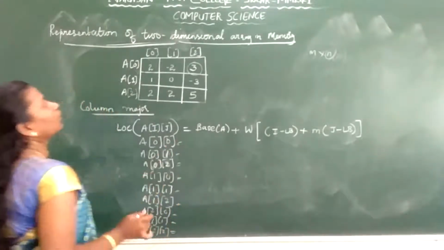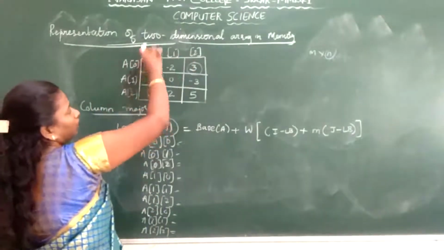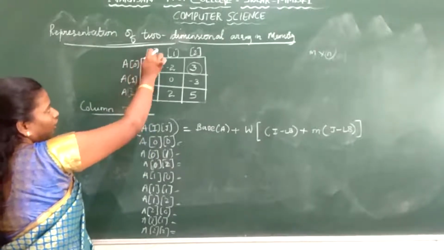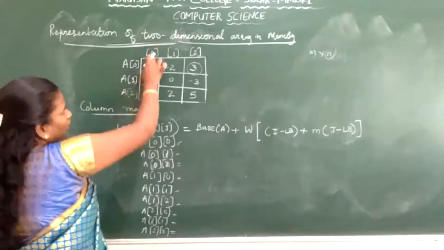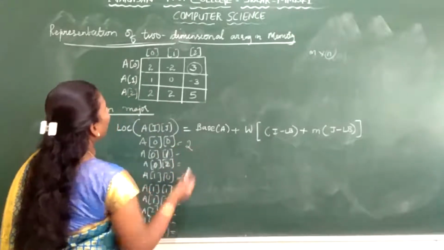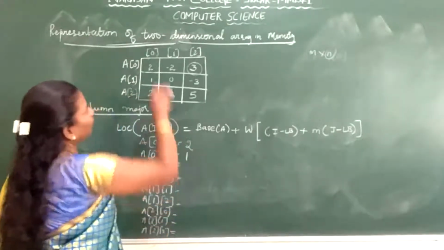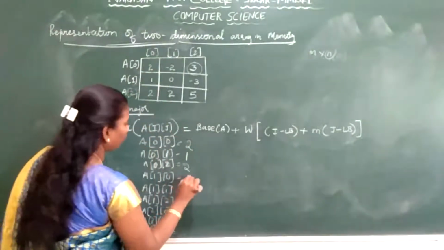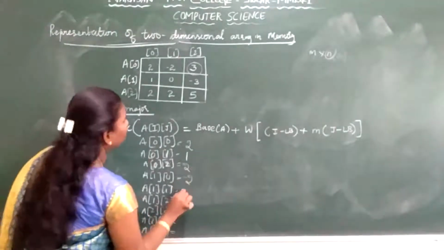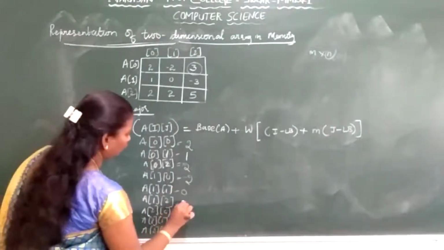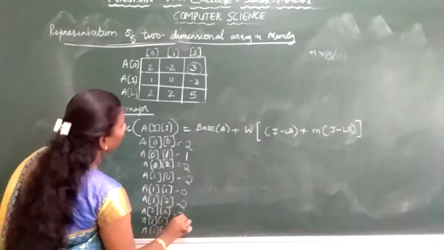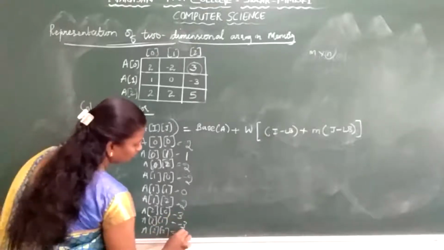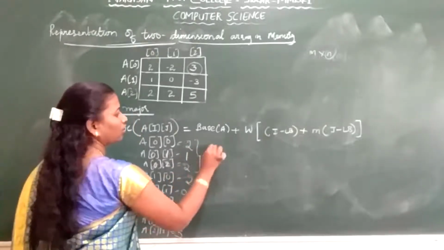So I repeat, for the row major we have taken the row and then the columns. For column major, first we consider the column: A of 0, 0, A of 1, 0, A of 2, 0. So what is A of 0, 0? I have 2. A of 0, 1, I have 1. A of 0, 2, I have 2. What is A of 1, 0? Minus 2. A of 1, 1, 0. A of 1, 2, I have 2. What is A of 2, 0? 3. A of 2, 1, minus 3. A of 2, 2 is 5. So this is for your first column.